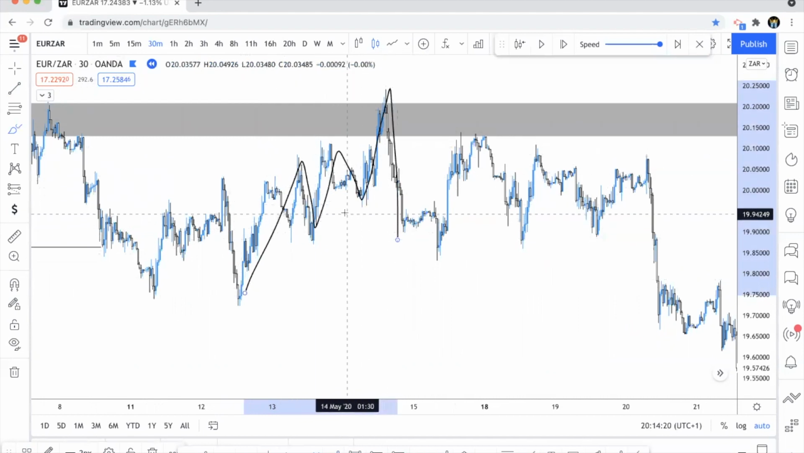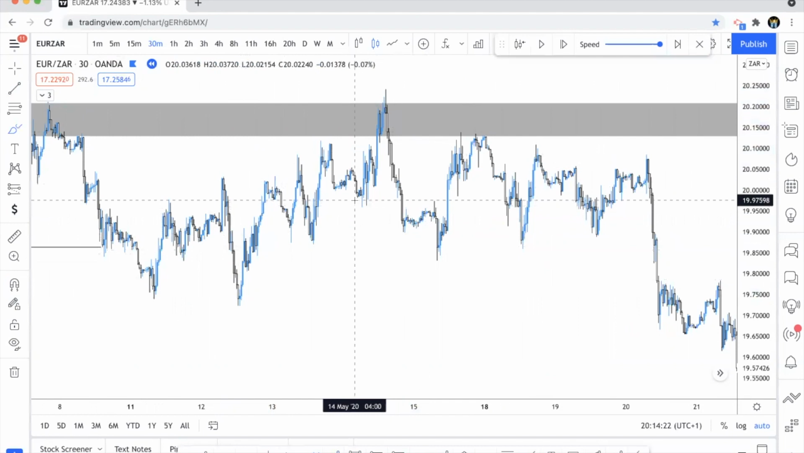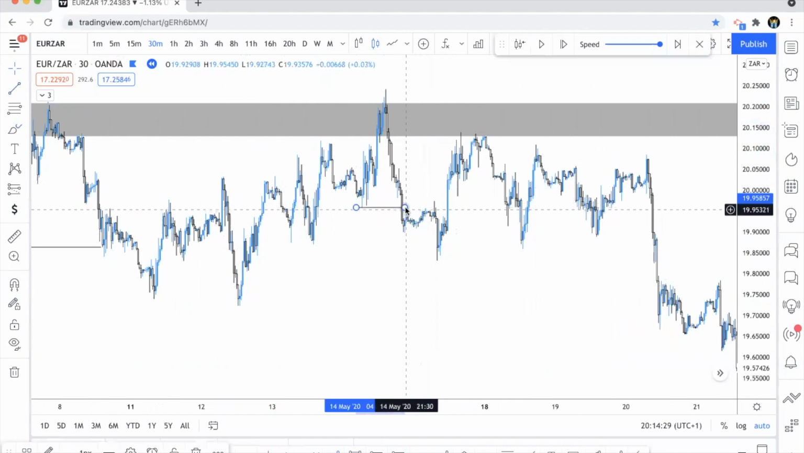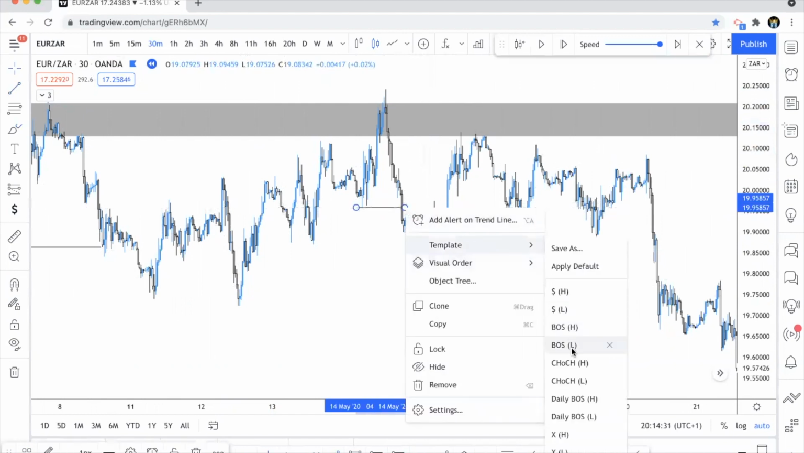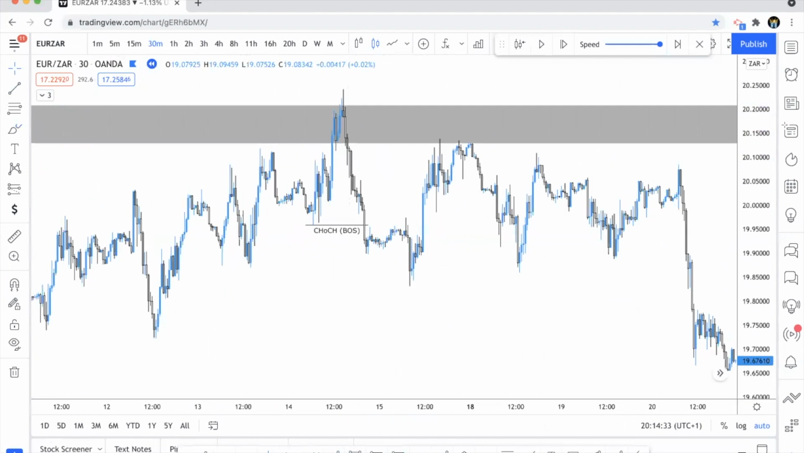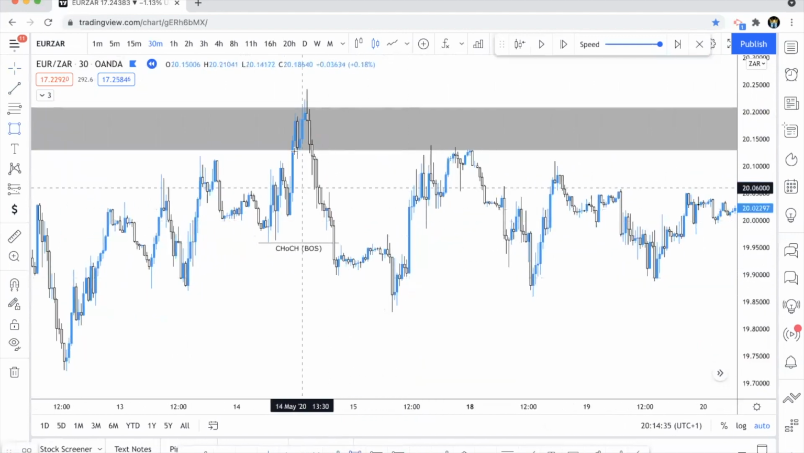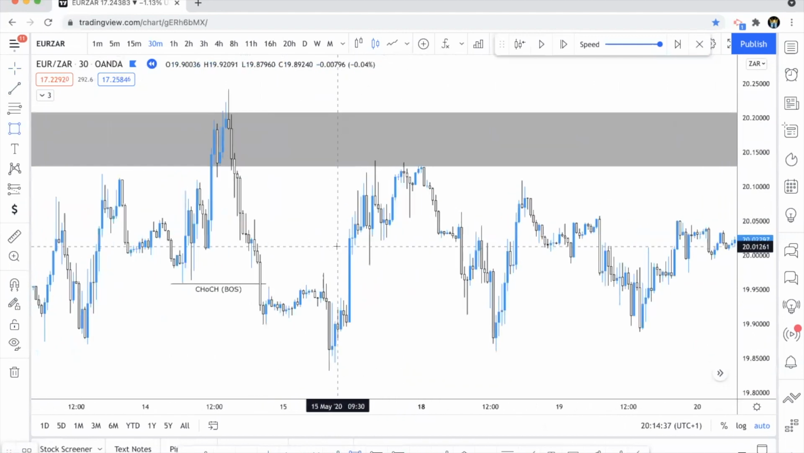And then price breaks and takes a dump right here. And you see there was a low that was broken here. So this is considered the first change of character, which is our Chotch right there. And now we need to identify the order block on this lower time frame.